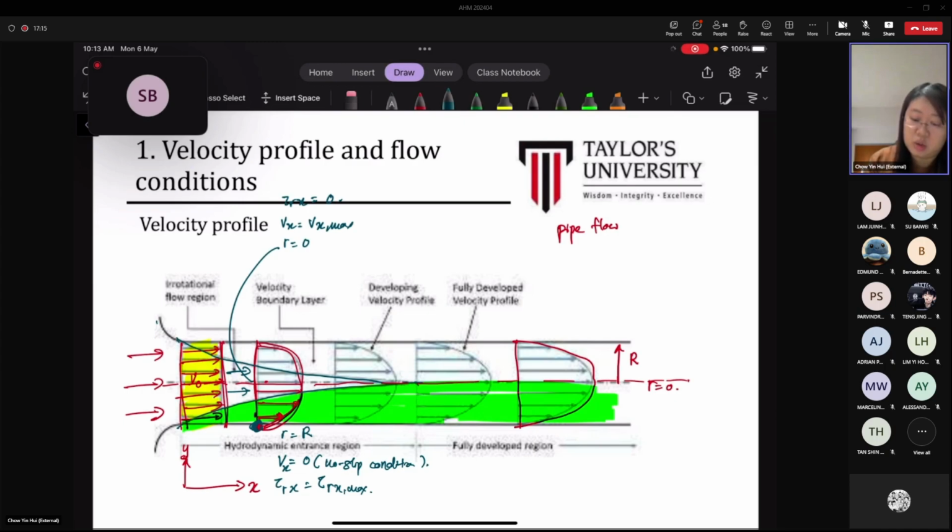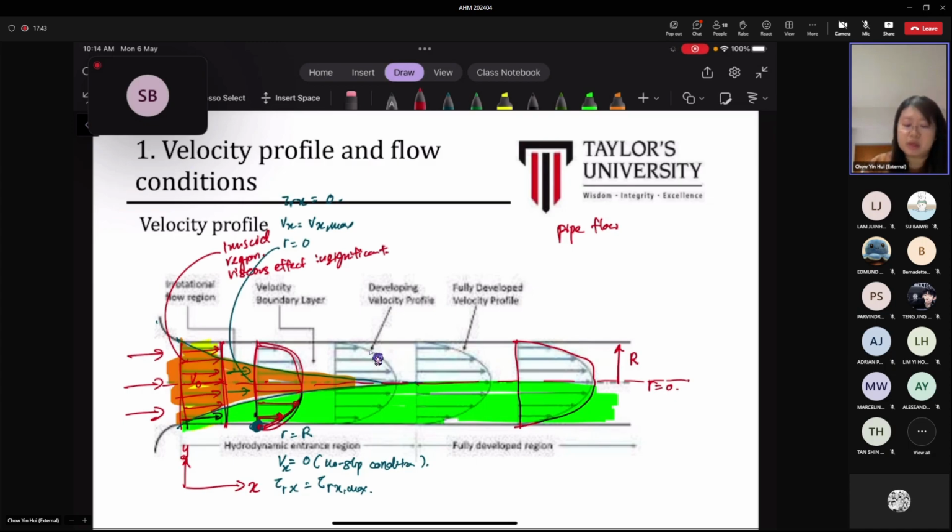So if I'm going to highlight it, this region here that you see is what we call the region of inviscid flow. This is the inviscid flow region, where the viscous effect is negligible, or you can say that it's insignificant in this section. You can see that when it's closer to the pipe wall, the viscous effect is more significant, until this region here.